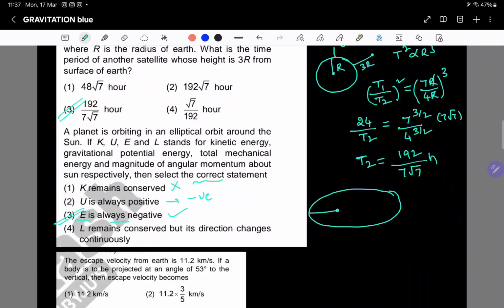Correct only, it is asking. L remains conserved but direction changes continuously? No, students. In planetary motion, the angular momentum of the revolving planet around the sun remains constant, students. So now here the third option is correct. Total energy is always negative in planetary motion.